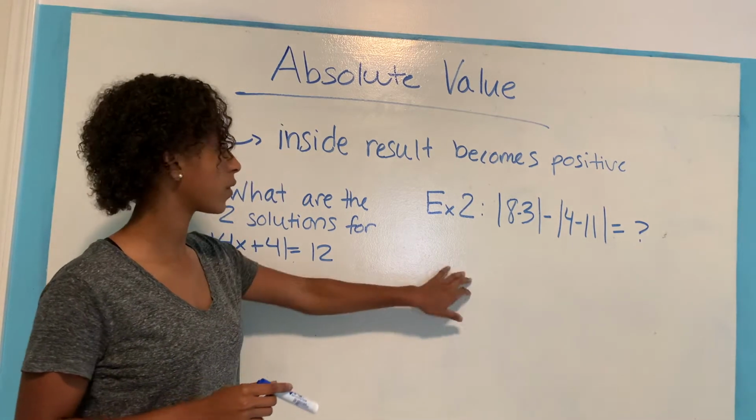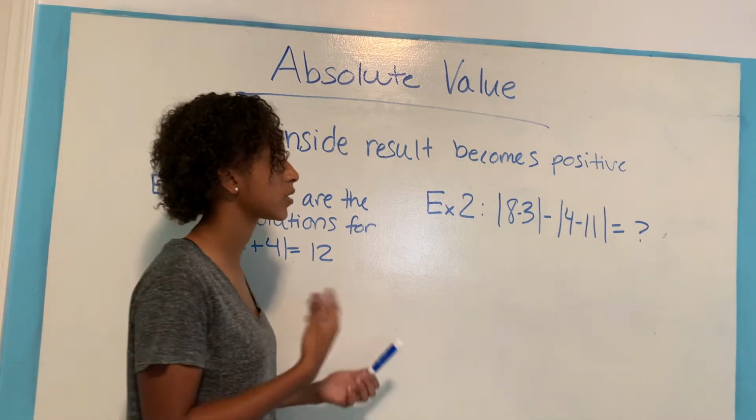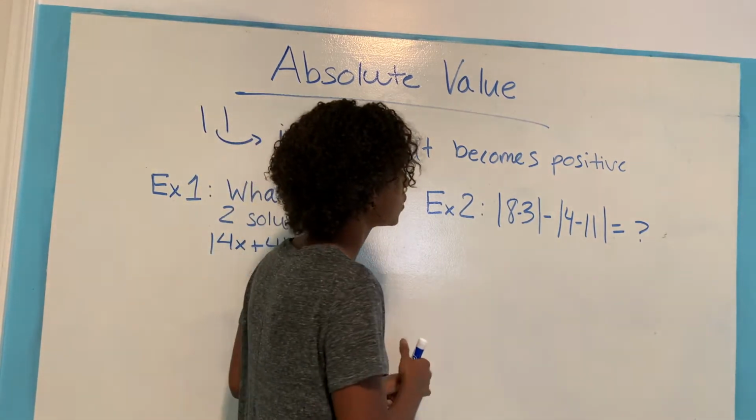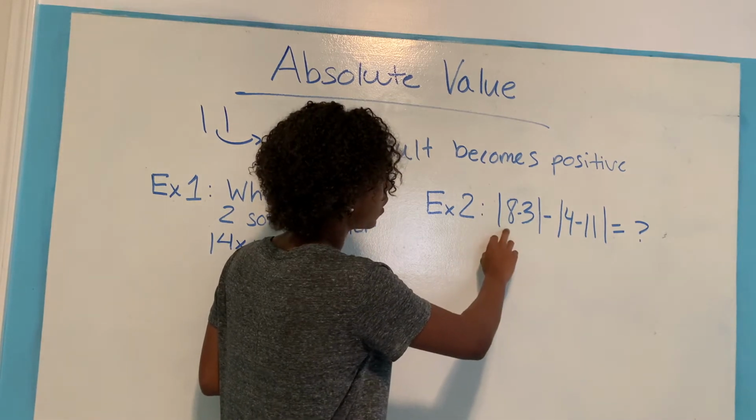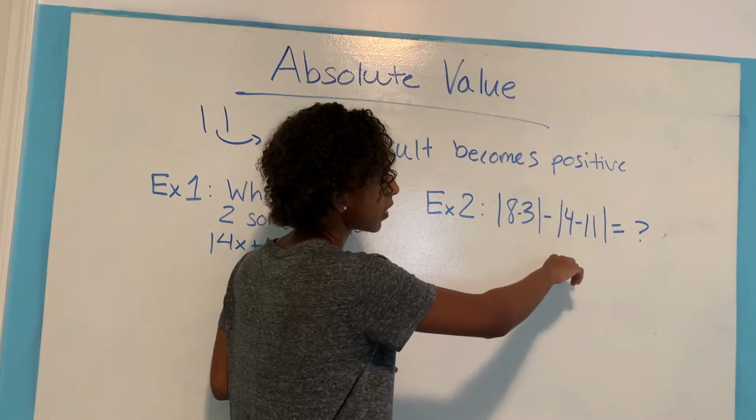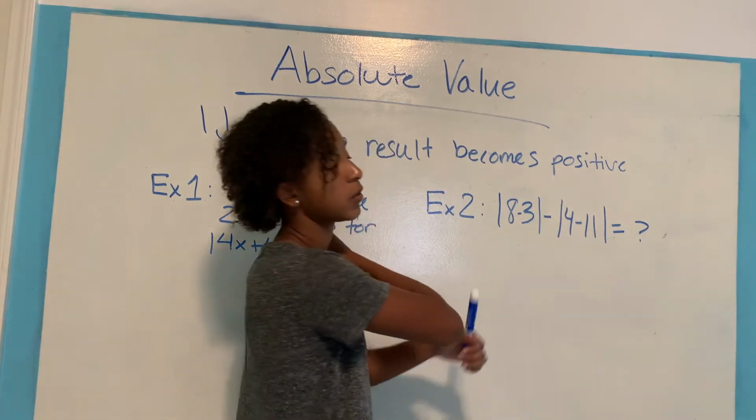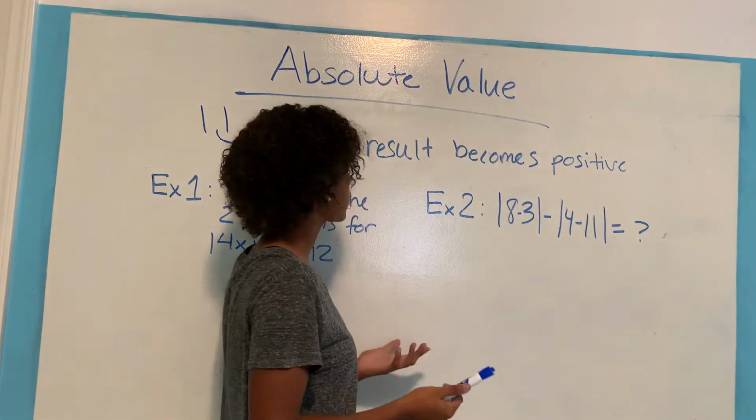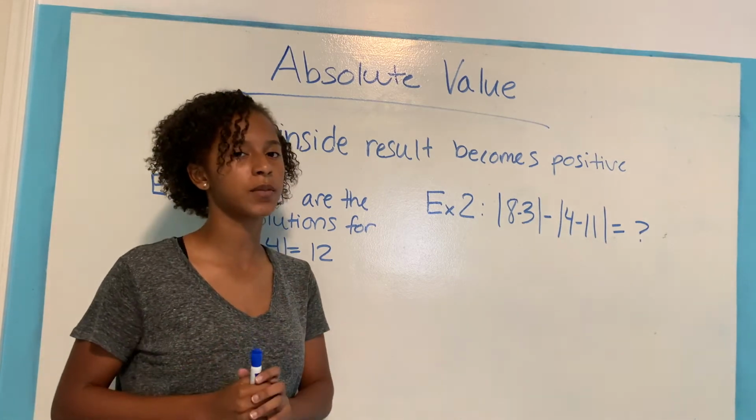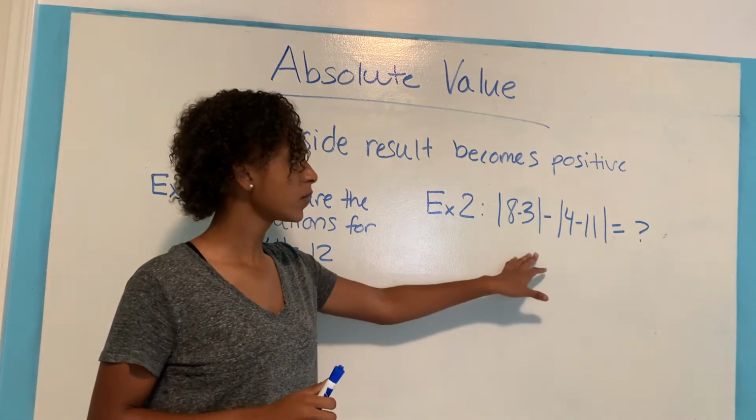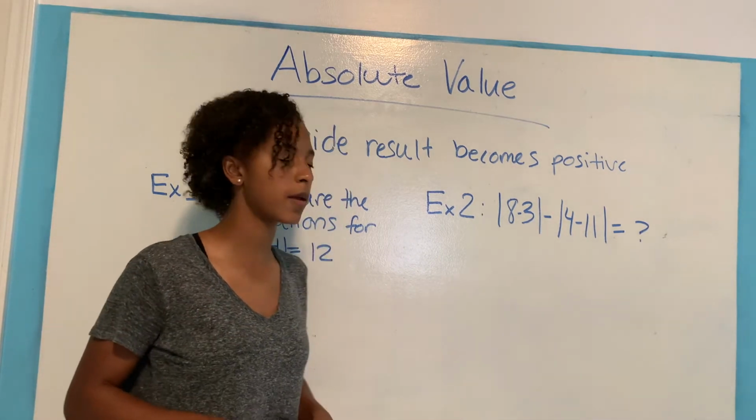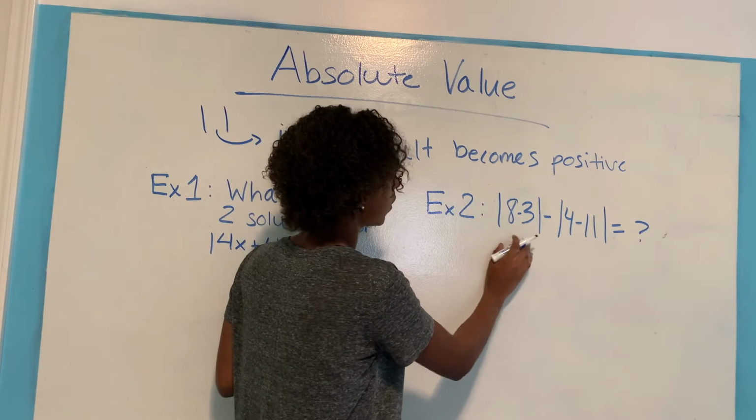I'd like to start with this example just because I feel like it clarifies what I was saying in that last point. We have, in absolute value bars, 8 minus 3, and then outside, minus, and then inside again 4 minus 11. Remember what I was telling you about how these absolute value bars make the inside result positive. So let's get it to a form where it's simplified completely. Let's start with this 8 minus 3.